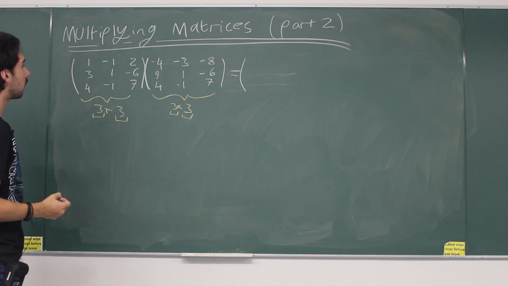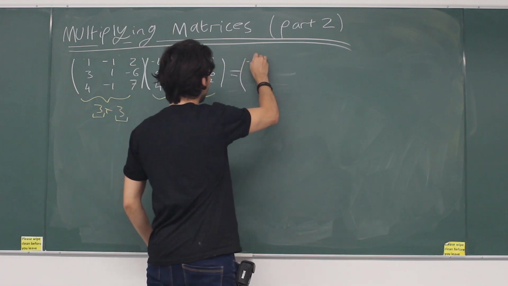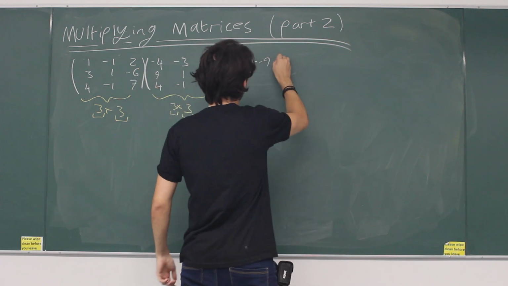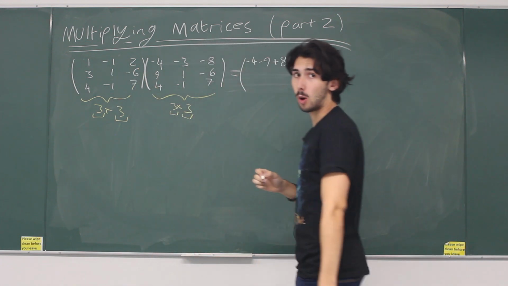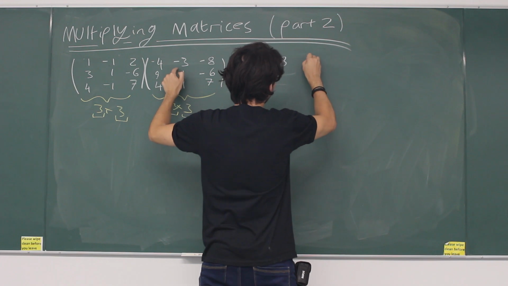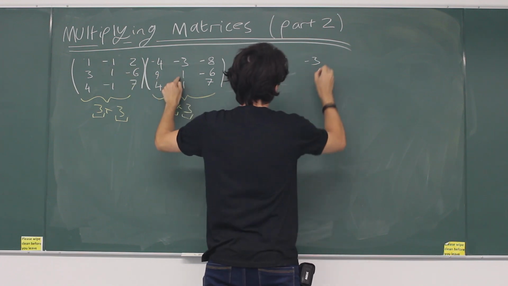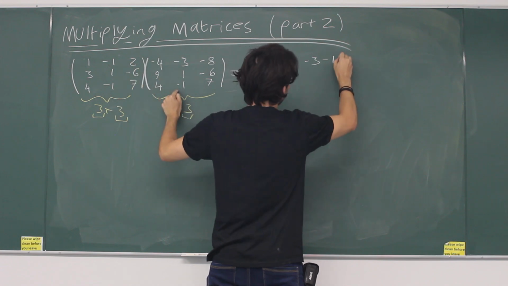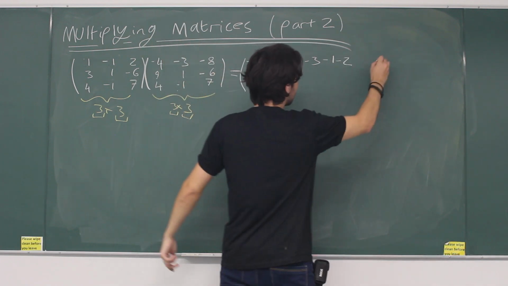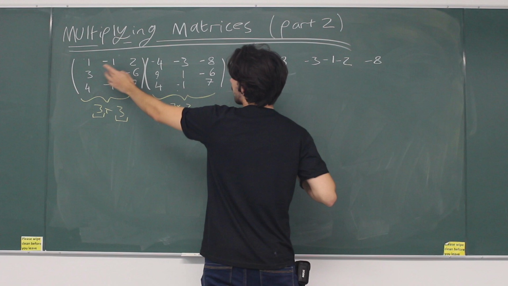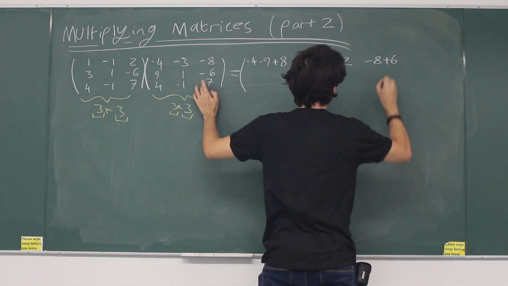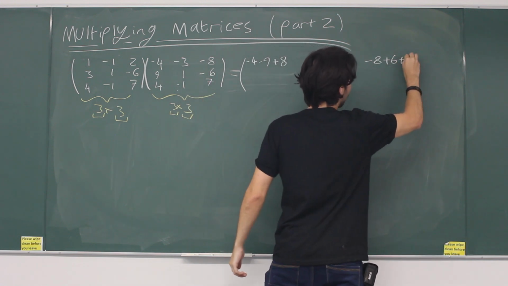First row by first column. So 1 times -4 plus -1 times 9 plus 2 times 4. That's the top left entry. There's going to be 9 of these guys. First row, second column. 1 times -3, -1 times 1, 2 times -1. Okay. First row, third column. So it's going to be -8 plus 6 plus 14. Okay, we're a third of the way there already.